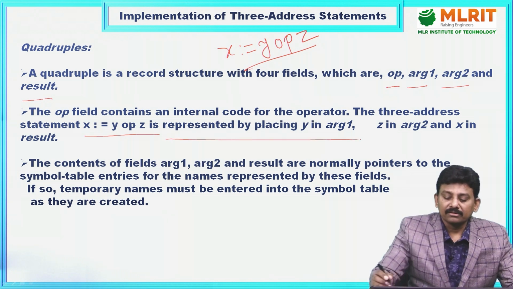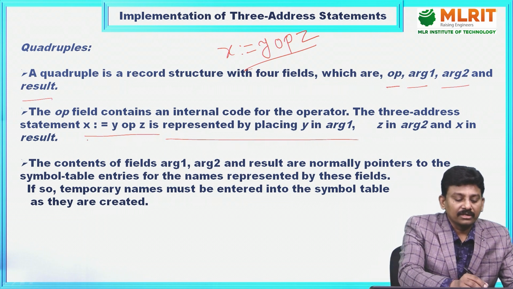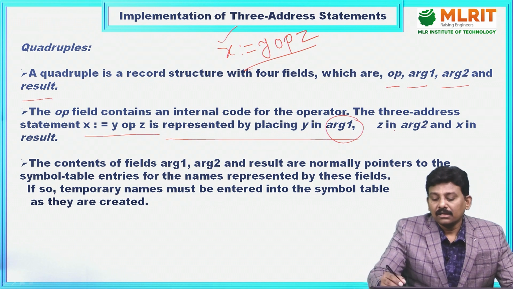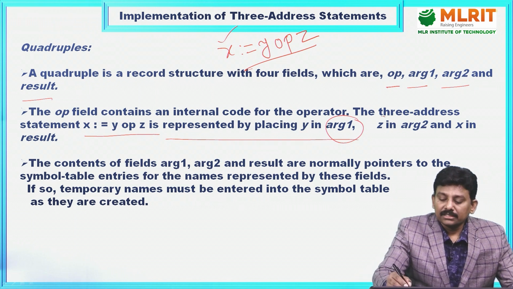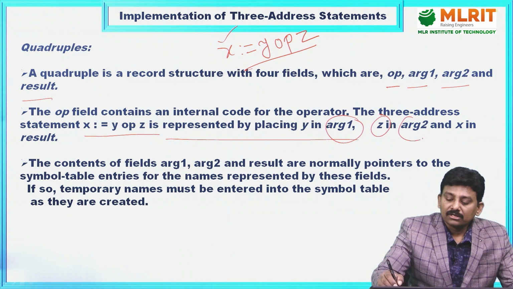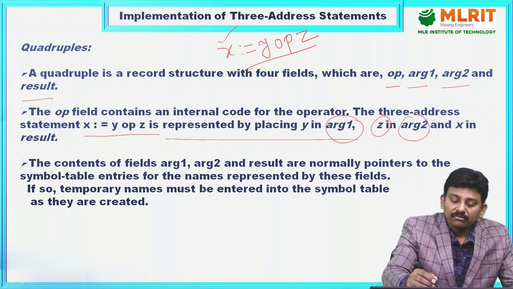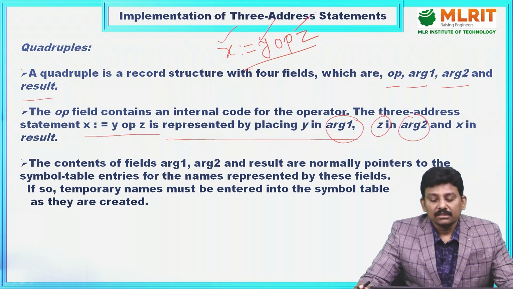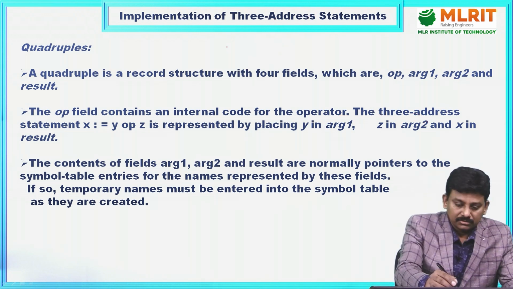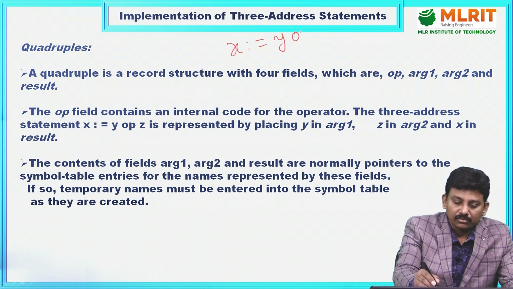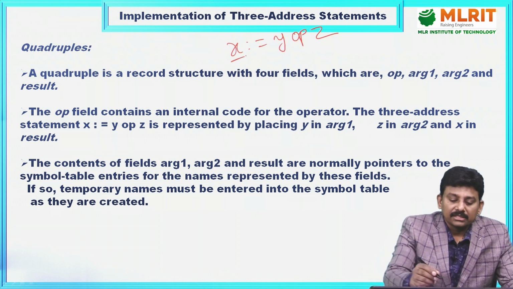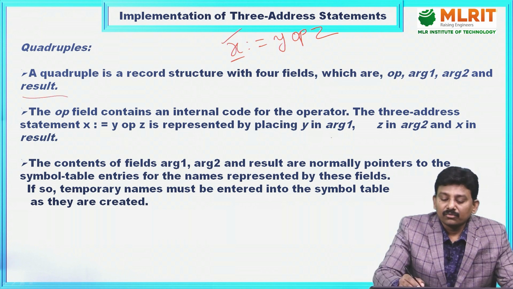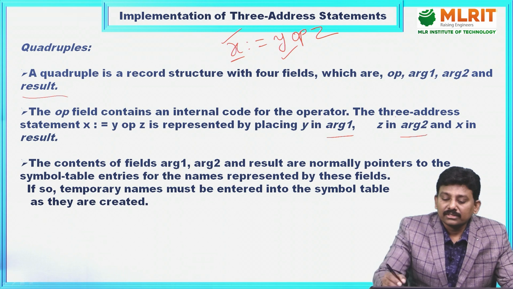Argument 1 will contain Y and Z will be in argument 2. Argument 2 will contain Z and result will contain x. So, general form x is equal to y OP z: result is x, argument 1 will contain y, argument 2 will contain z.